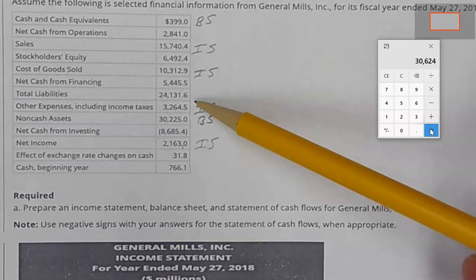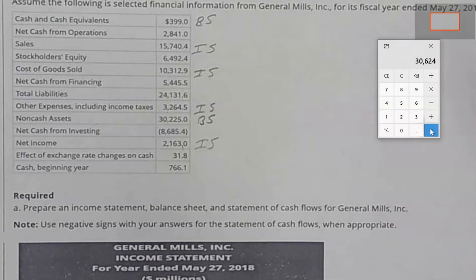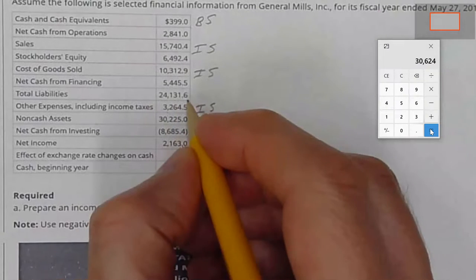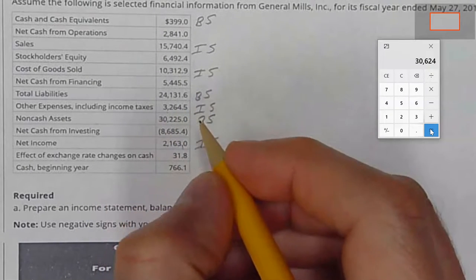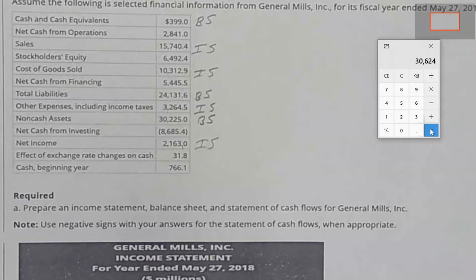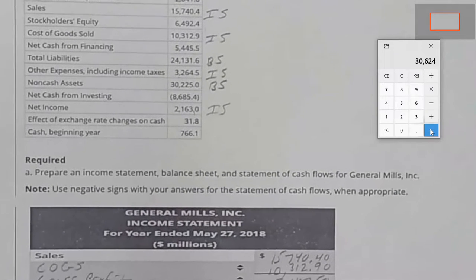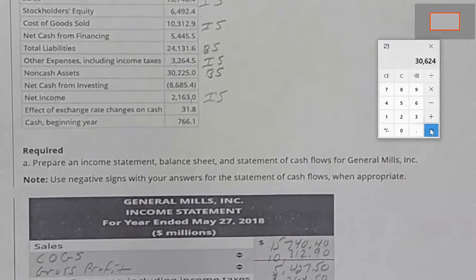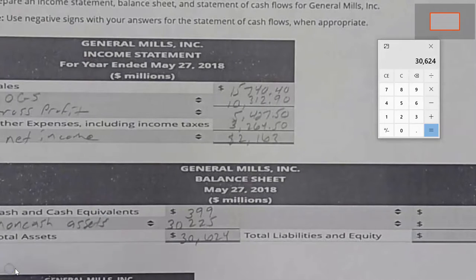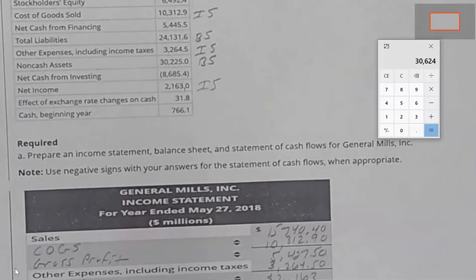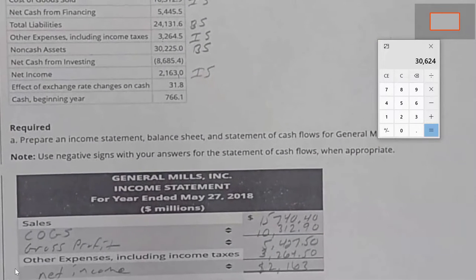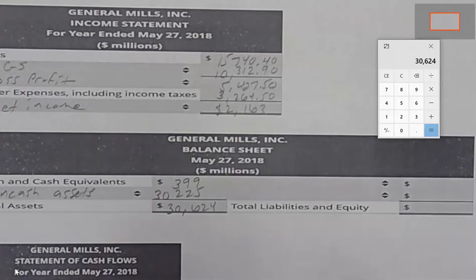So total liabilities are going to be 24,131.6. And we're going to place that on the balance sheet. Okay? All right. So let's see here. Let's see, what do they call it? Total liabilities, 24,131.6. Okay, so let's see, what was that figure? 24,131.6 total liabilities. All right, so let's go ahead and write that here.